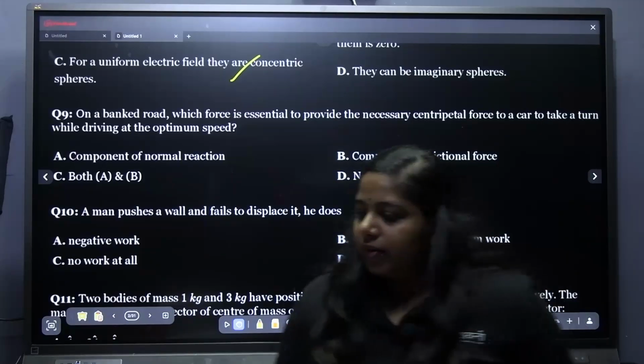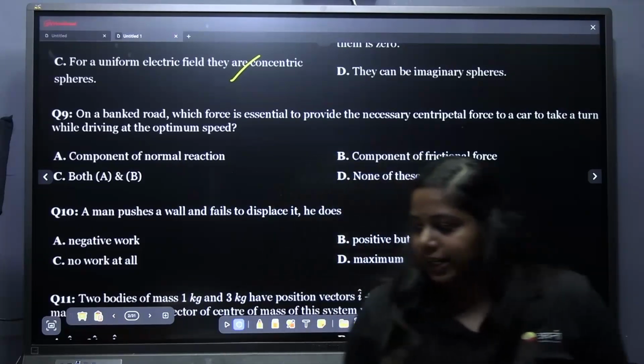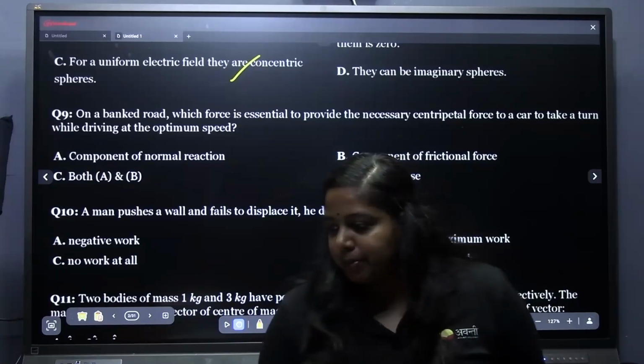You can see. Okay, if it is not visible, it might be a network issue on your side. So please refer to the question paper. Okay.